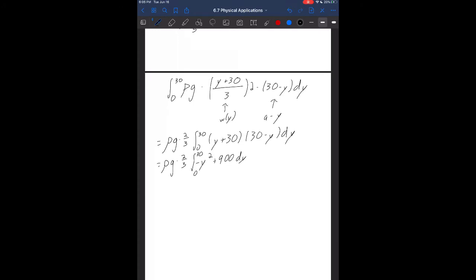Now this is in a polynomial form, which we know how to take integrals of. So rho g times 2/3 of negative 1/3 y cubed plus 900y evaluated from 0 to 30. Plugging all of the numbers in, we get that this is approximately 1.18 times 10 to the 8th newtons, right? So just over 100 million newtons worth of force. So, right, you can see dams have to be very, very strong to actually withstand the force behind them.